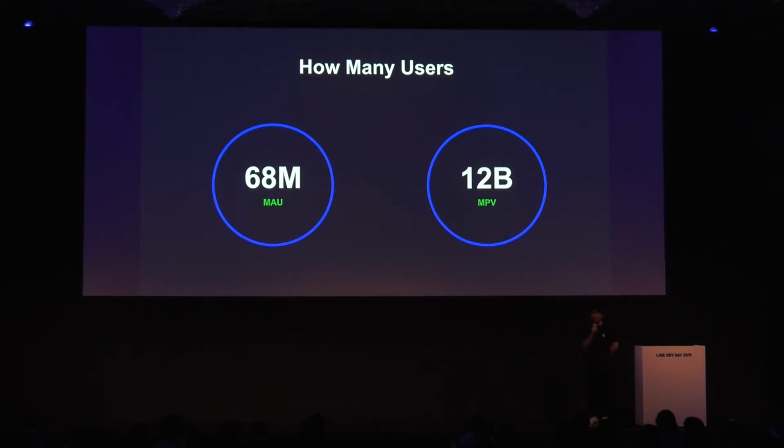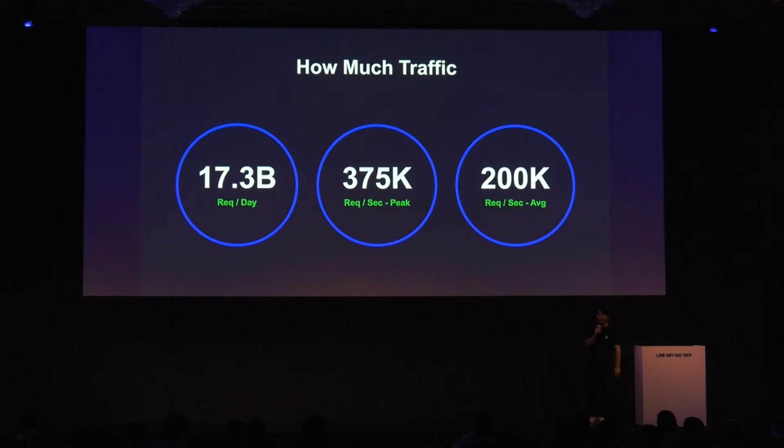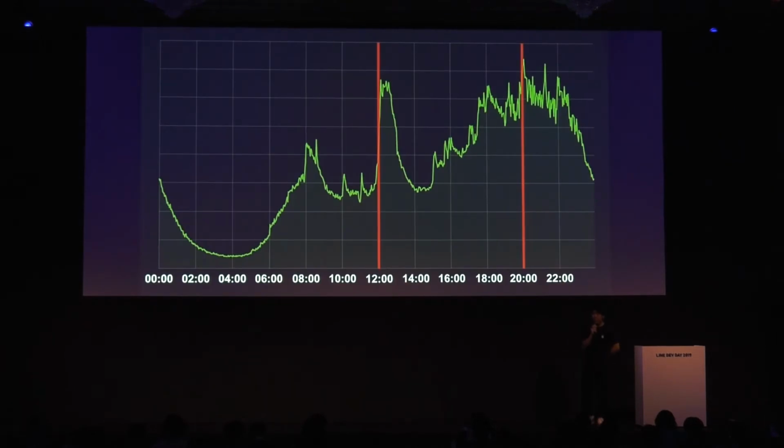So how many users are using Line News? On a monthly basis, 68 million active users and also 12 billion PV. So quite a lot of users are using Line News. In terms of traffic, the daily requests are about 17 billion, and per second requests at peak time are 375,000, and 200,000 on average. However, I just happened to choose a specific weekday, so if we have big news on a particular day, I'm sure the numbers are bigger.